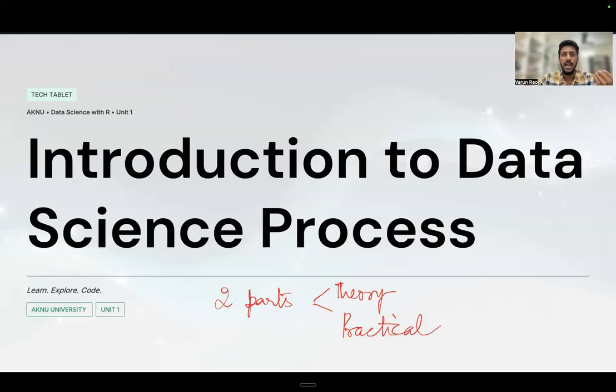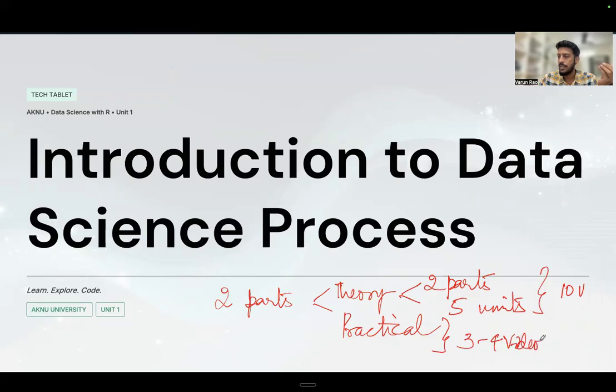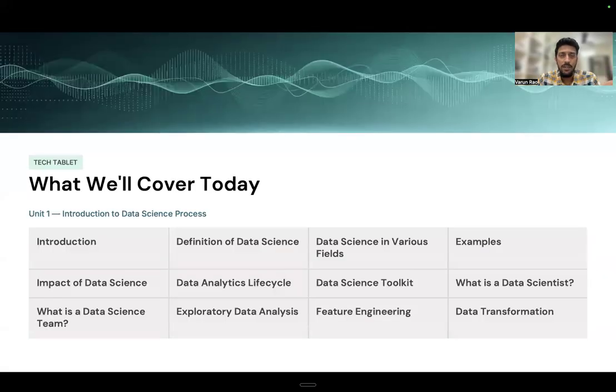Now, both theory and practical would be separate videos, and in theory every unit would be split into two parts except the first unit. Okay, so in total we have 5 units, so that makes around 10 videos of theory. And coming to practical, we would be uploading 3 to 4 videos of practical that would be following completely as per the syllabus.